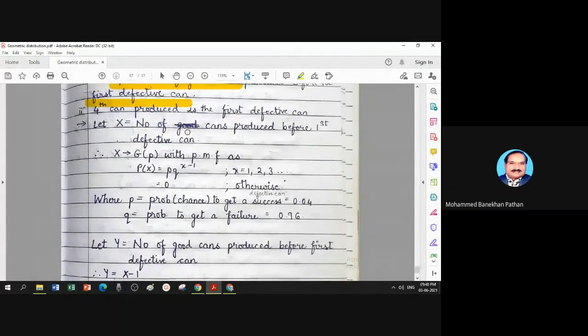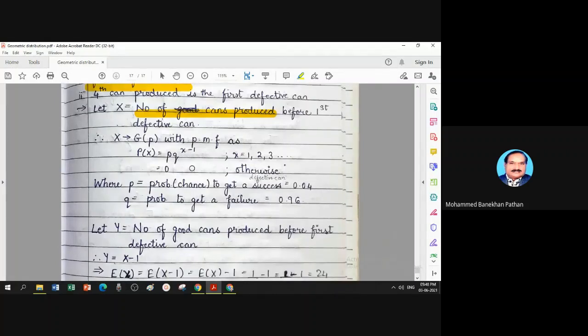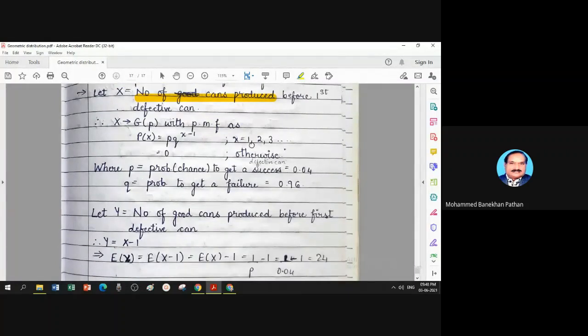X equals the number of cans produced before the first defective. So it is the same as the number of trials before getting the first success. Therefore, X follows geometric P with PMF P x equal to P times Q raised to X minus 1, X from 1 to infinity, otherwise it is 0. If X is not in this range, the function is taken as 0.